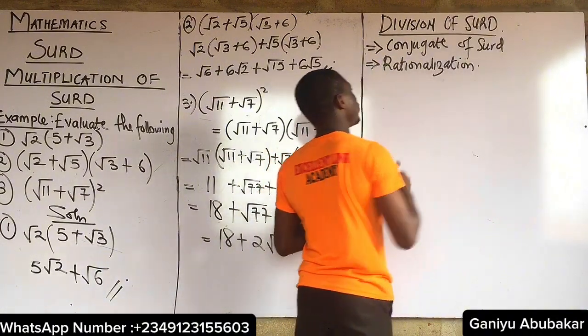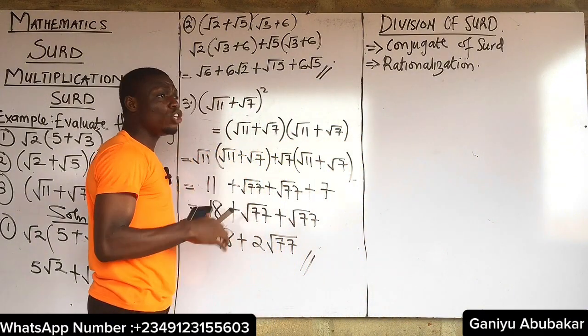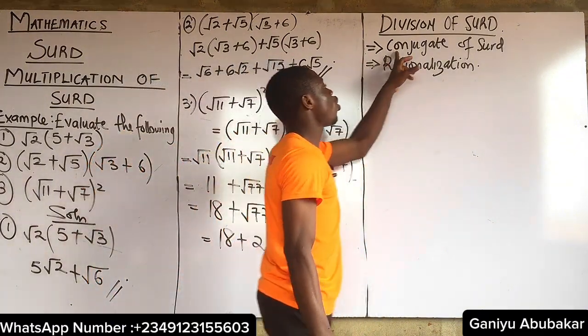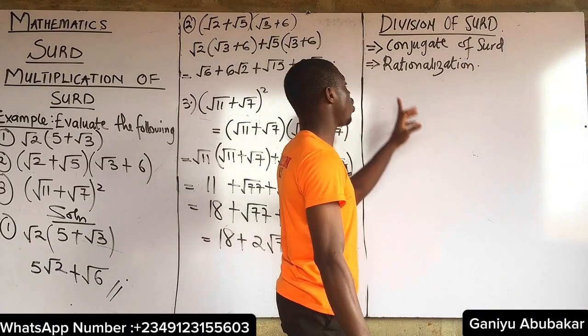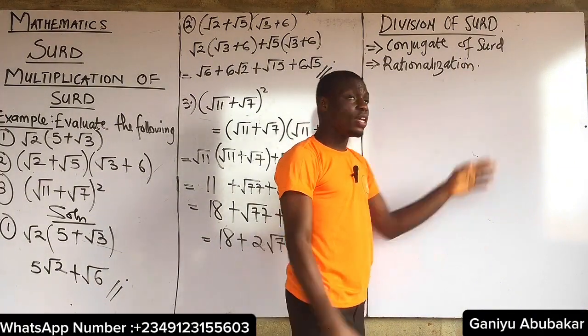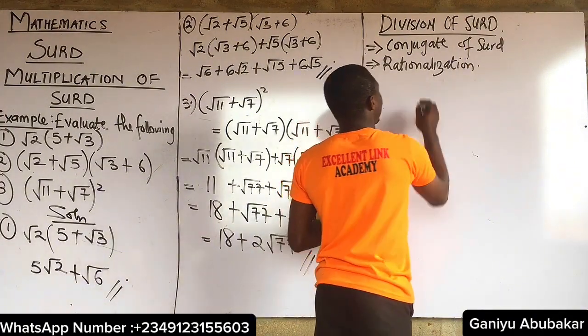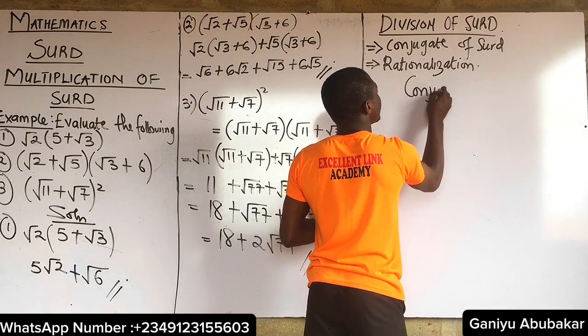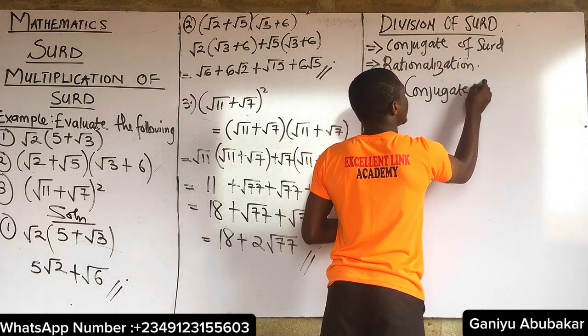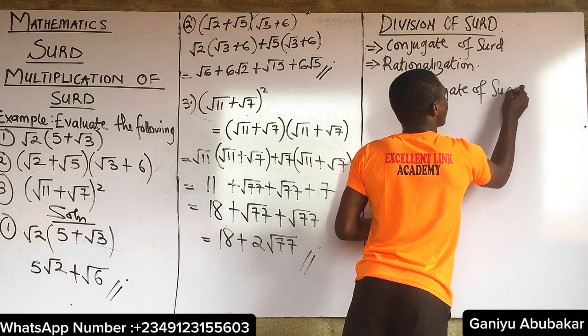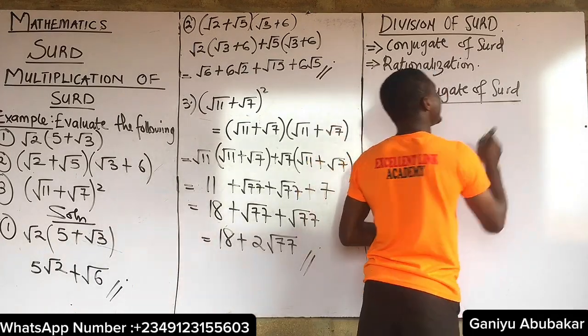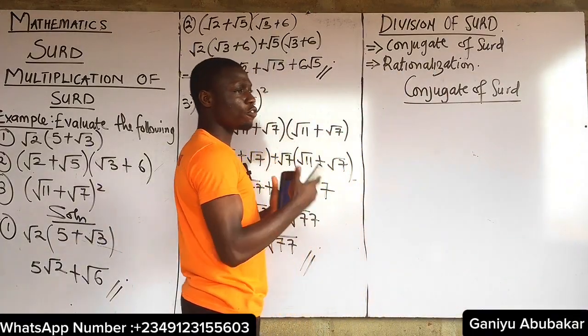So when it comes to division of surds, two key terms you need to note. Number one, there is the conjugate of surds. Number two is called rationalization. Let's discuss the first one there, conjugate of surds. What's the idea behind conjugate of surds?